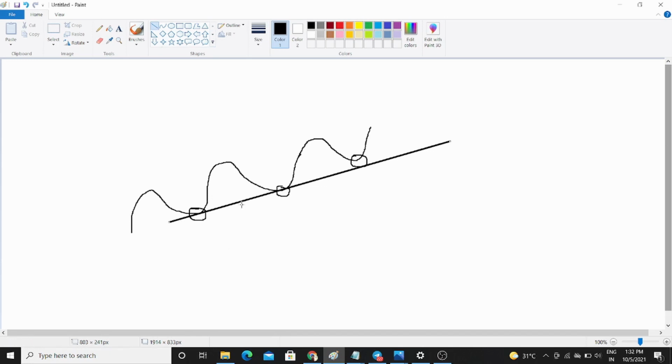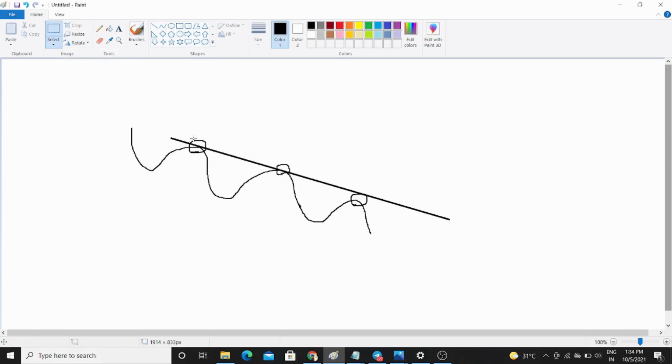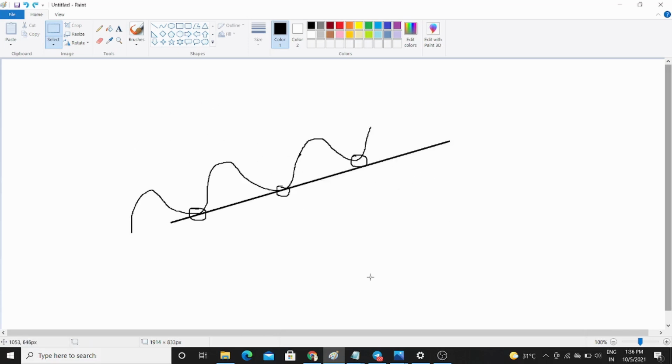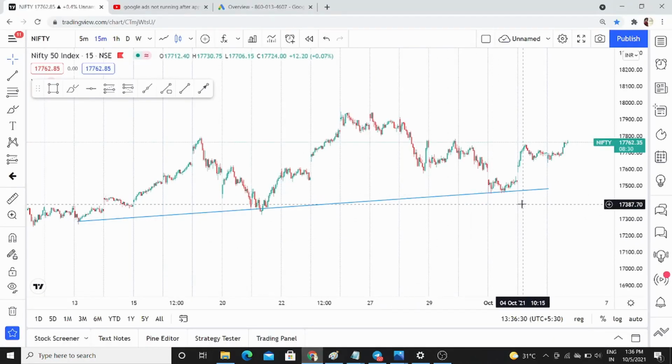Okay, if we draw a downward trend line, then it will indicate dynamic resistance. Here, this trend line is indicating dynamic resistance. So these are the simple concepts of a trend line. Let's move to the chart where we will see some examples of trend lines.